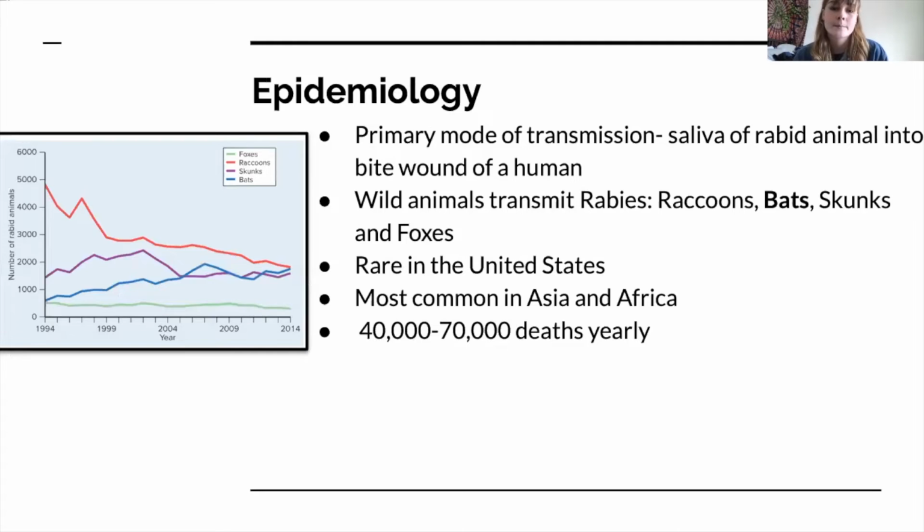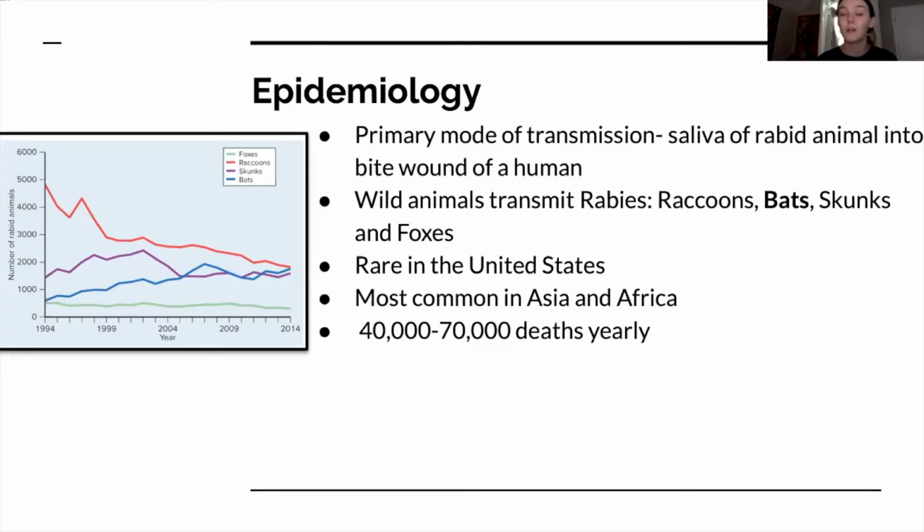Okay, so here we are going to be talking about the epidemiology of rabies. So, as we said before, its primary mode of transmission is the saliva in the bite wound of a human. So, the most common animals that are going to do this are raccoons, bats, skunks, and foxes. More specifically, bats, as you can see in this chart to the left, they're going to be the most common. The reason why dogs aren't on this list is because we're talking about the United States. And in the United States, we have vaccine mandates for these animals to prevent that.